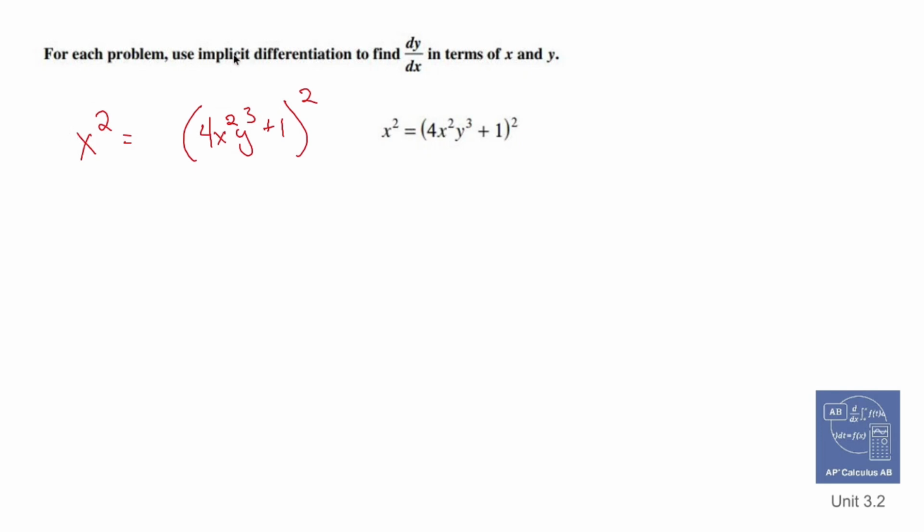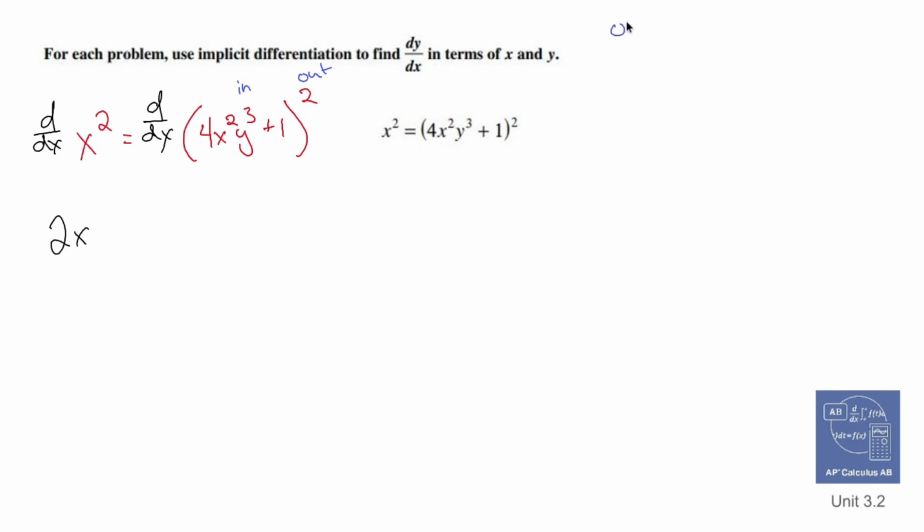Buckle in. Implicit differentiation involves me taking the derivative with respect to x of both sides. Like that. Left side, easy peasy, you get 2x. Right side, not at all. Right side is chain rule. And if you remember, chain rule has some type of outside stuff, in this case, squared. And then you have some type of inside stuff, in this case, 4x squared y cubed plus 1.